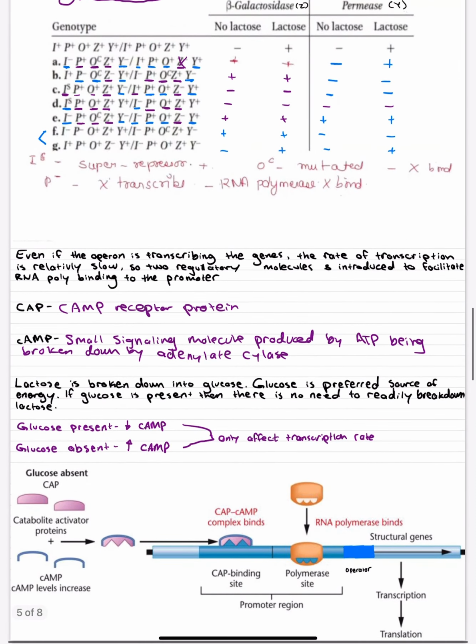So, if glucose is absent, then the CAP molecule right here will bind with the cAMP, and that will result in the CAP-cAMP complex. That will bind to an area on the promoter region, and that will help increase RNA polymerase binding to the promoter region, and it helps increase transcription. So that is essentially the Lac Operon.